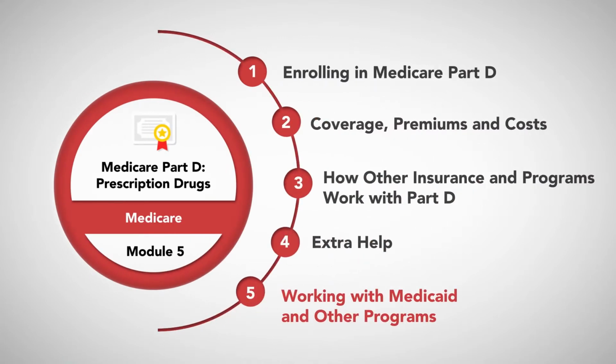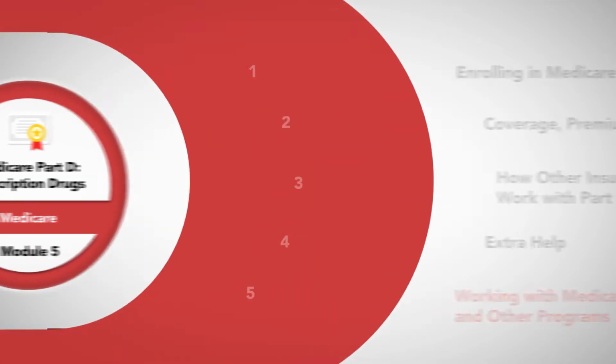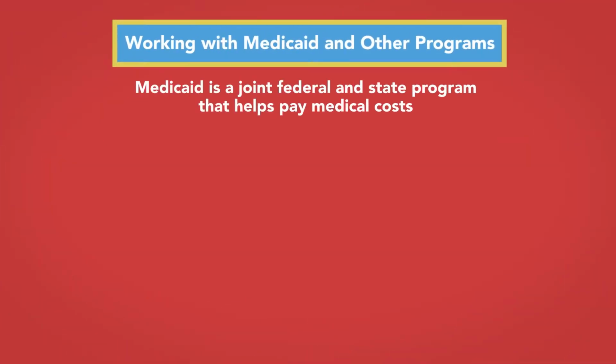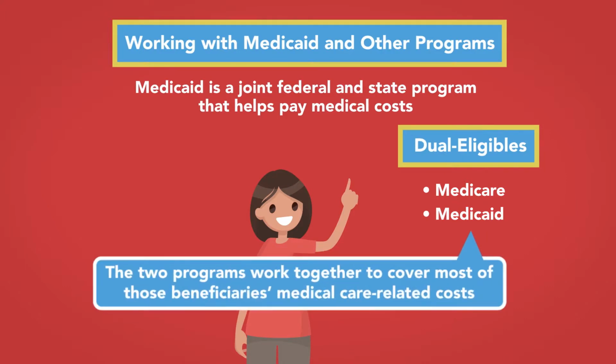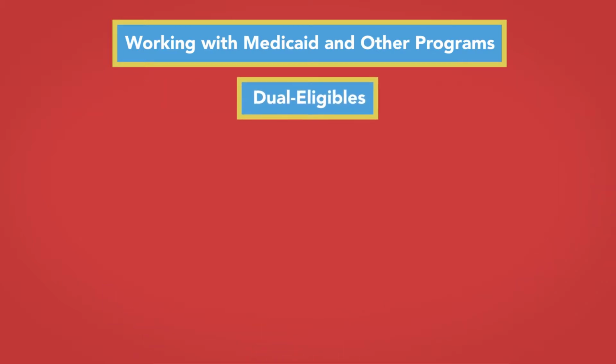Working with Medicaid and other programs. Medicaid is a joint federal and state program that helps pay medical costs. There are people who qualify for both Medicare and Medicaid, called dual eligibles, and the two programs work together to cover most of those beneficiaries' medical care-related costs. The following general rules apply.